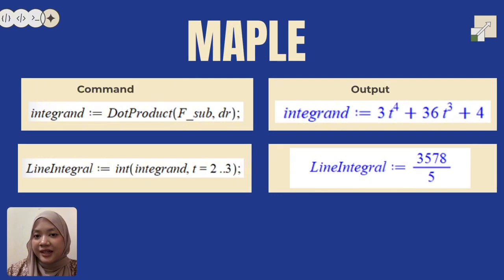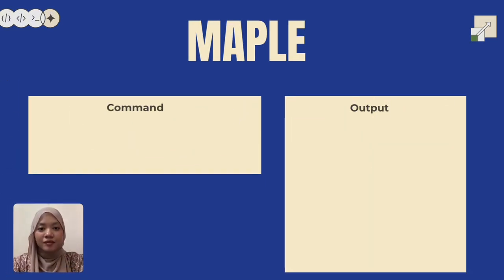Maple gives the integrand 3t^4 + 36t^3 + 4, which is exactly the same as the manual calculation. Finally, I evaluate the integral using line integral equal to int(integrand, t = 2..3). The result is 3578 over 5. This confirms that the manual calculation is correct.